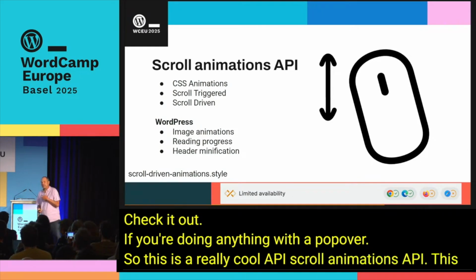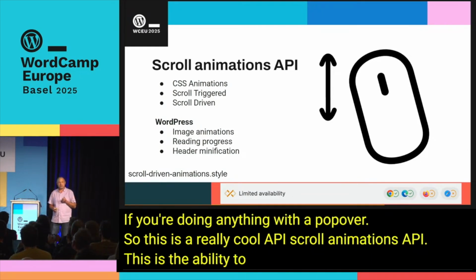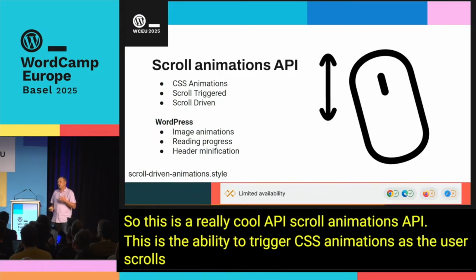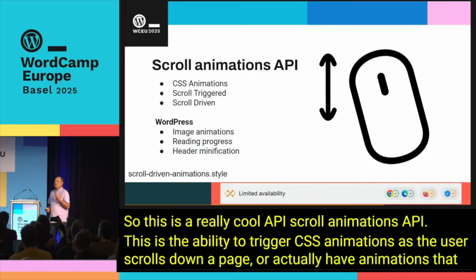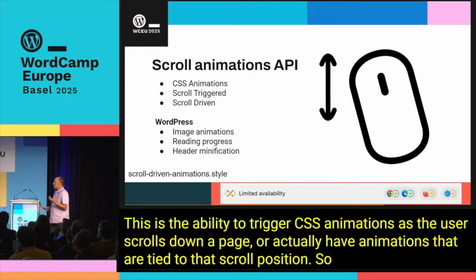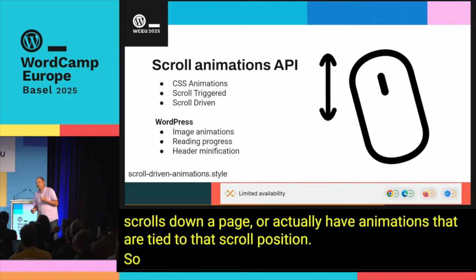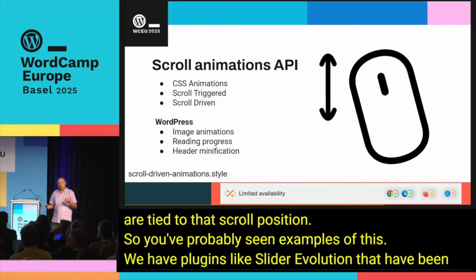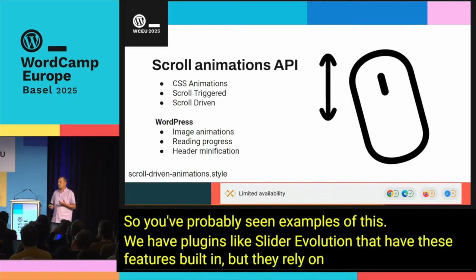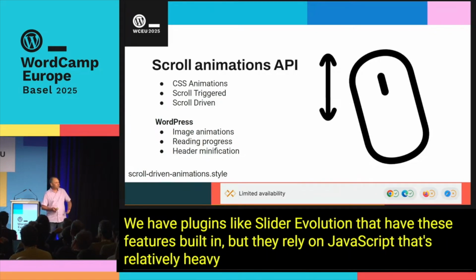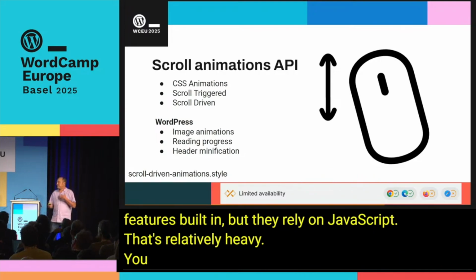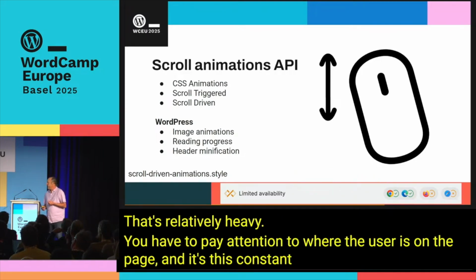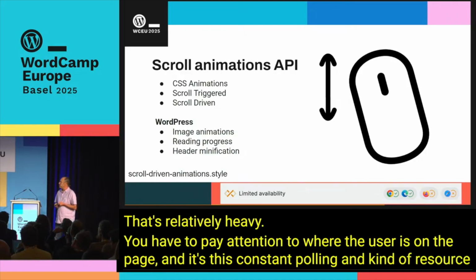This is the ability to trigger CSS animations as the user scrolls down a page, or actually have animations that are tied to that scroll position. So you've probably seen examples of this. We have plugins like Slider Evolution that have these features built in, but they rely on JavaScript that's relatively heavy. You have to pay attention to where the user is on the page, and it's this constant polling and kind of resource consumption on the main thread.